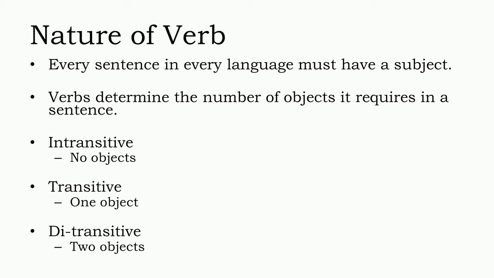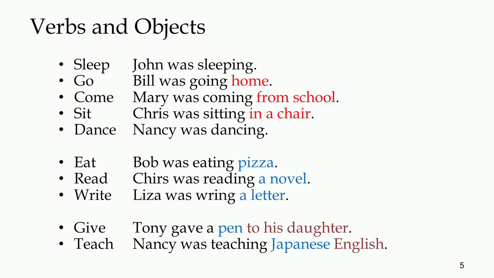When they need two, they are called ditransitive verbs. We have seen a lot of examples of these things, and we will see some more today as well. Verbs like sleep, go, come, sit and dance are examples of intransitive verbs, because you can see the use of these verbs in a sentence and see that they do not subcategorize for an object. For example, John was sleeping, John sleeps early every day.